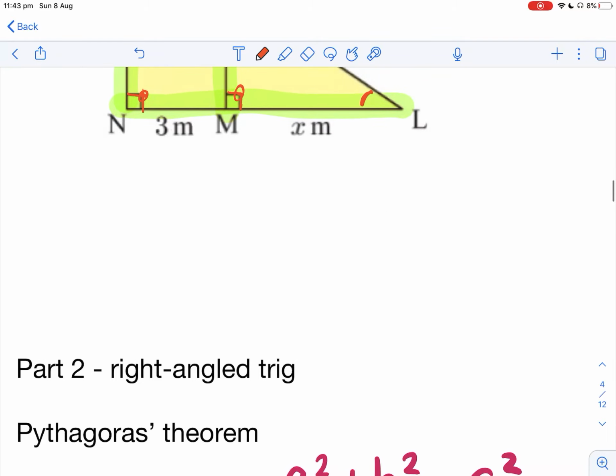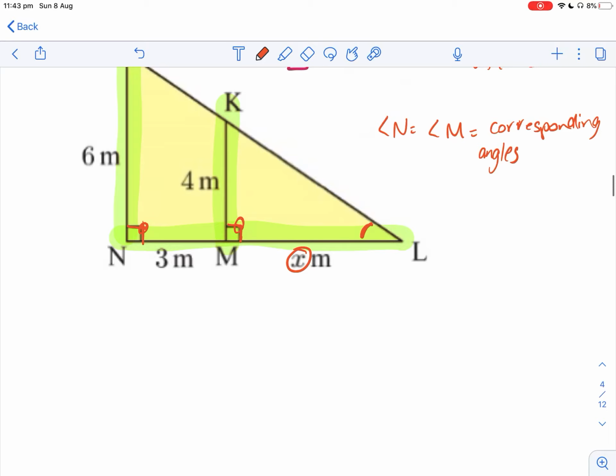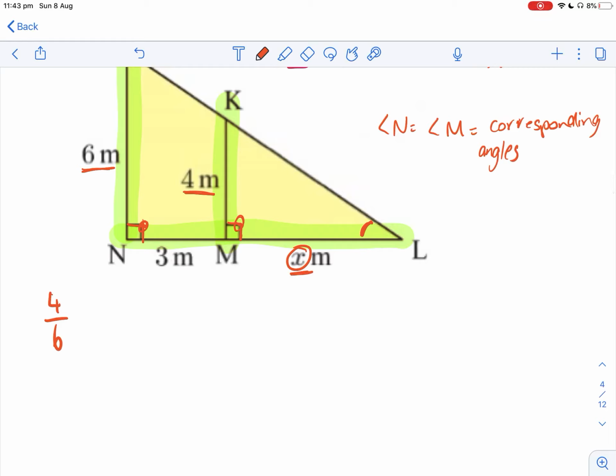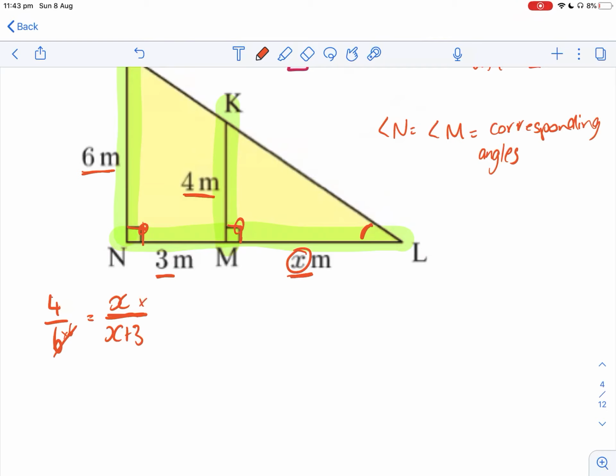Alright, so now we need to calculate the unknown side length, so we need to calculate x. So I'm going to work out my ratios. This 4 meters matches up with the 6 meters, so my ratio would look like 4 over 6. And then this x meters corresponds with x plus 3 meters, that would give you the whole length. Alright, now I'm going to solve for x. I'm going to times by 6 here, times by 6 here. So I've got 4 equals 6x over x plus 3.